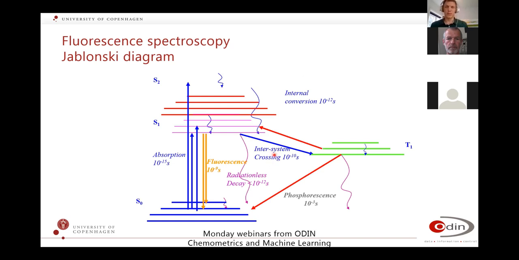A bit more complex here, because I just want to indicate also that we have something related, which is phosphorescence, and that's what I've sort of shown here in the green on the right-hand side. This is not something that is happening very often, and it's not all systems that can show phosphorescence.